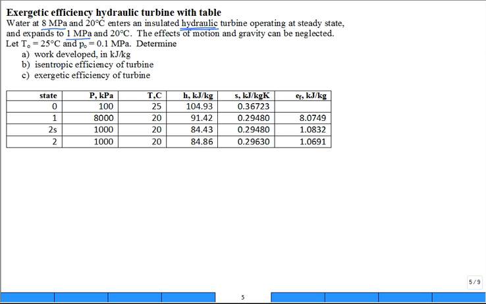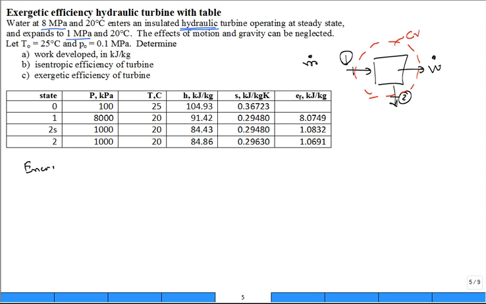And so here, the effects of motion and gravity are neglected, and the dead state temperature and pressure are given. The first question of the 3 parts is, what is the work developed? So you can make an illustration of the turbine, kind of reproducing what we had on the other slide. Goes in at 1, out at 2, and there's shaft power, steady state, so 1 m dot through the system. And when you do an energy balance for the control volume around this turbine, just an energy balance, nothing to do with exergy yet. Part A is just energy balance.